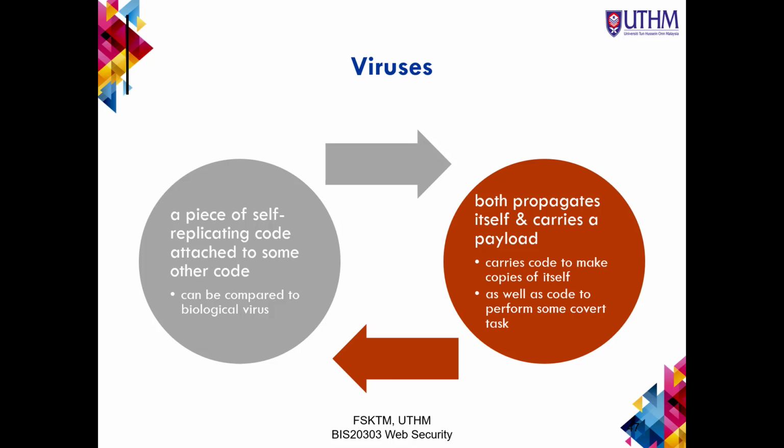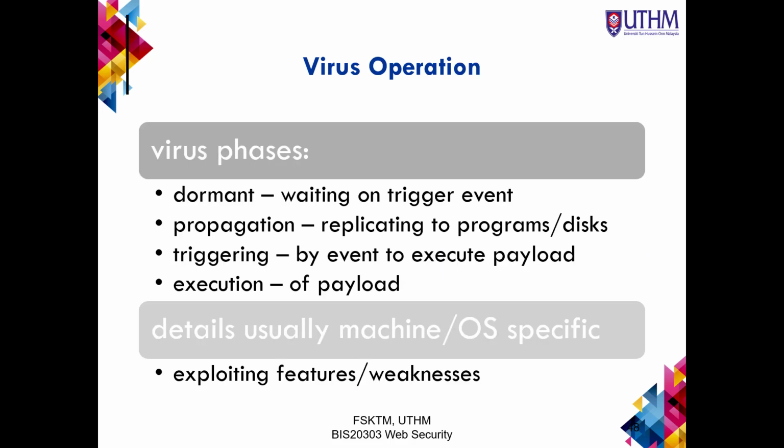So the virus operation can be dormant, which means it is waiting on a trigger event. When it resides in your PC, it does not normally do harm straight away. It waits, maybe until after a restart, or maybe you put in a USB pen drive, or whatever condition they use. Then it replicates to a program, copying or attaching itself inside the programming code, and it is triggered by the event to execute a payload. What kind of condition is going to be used to distribute the payload by executing them.